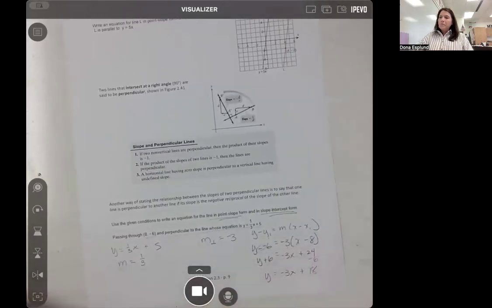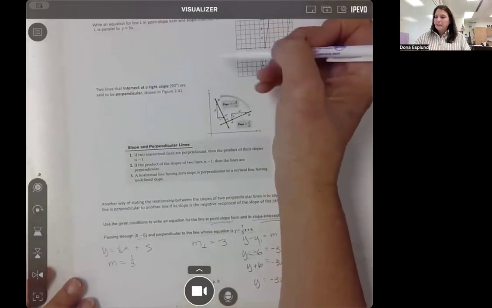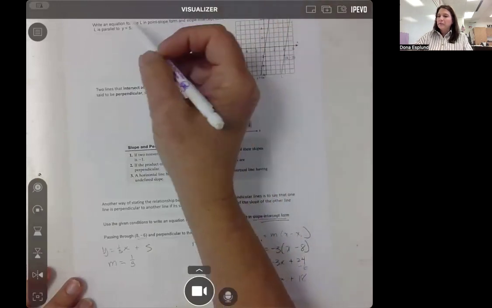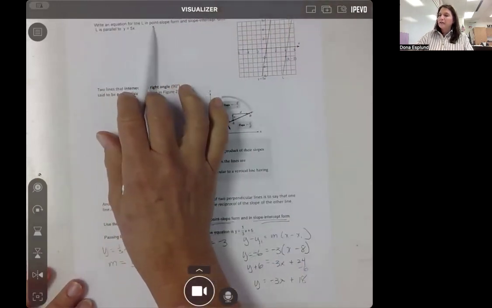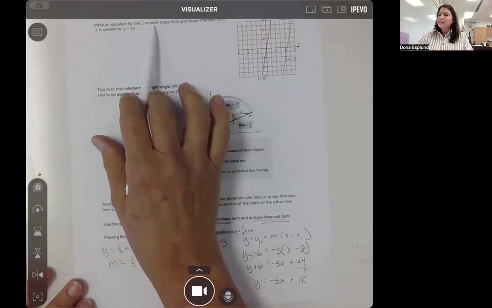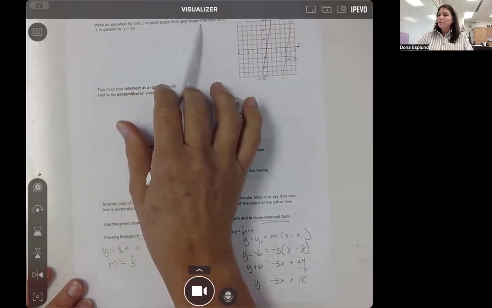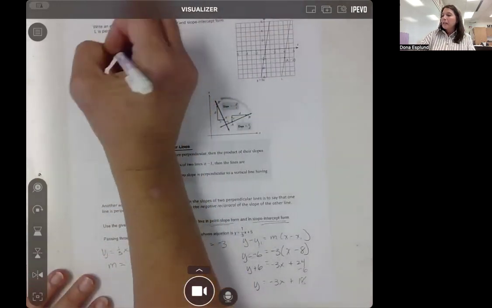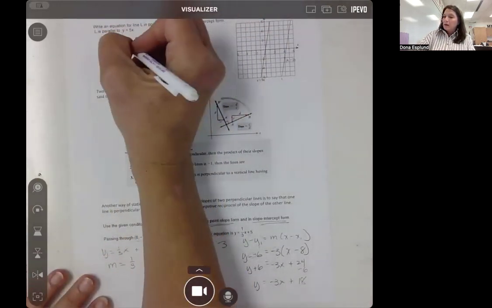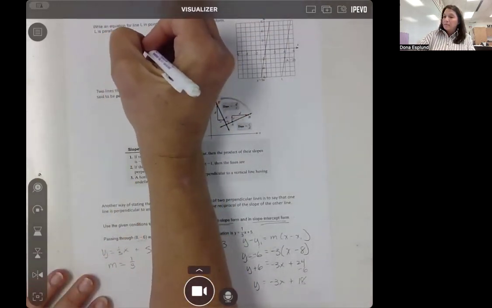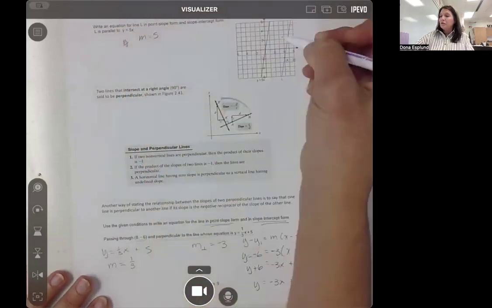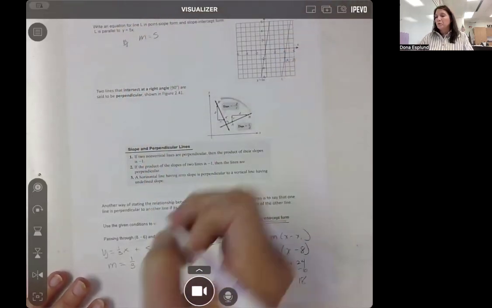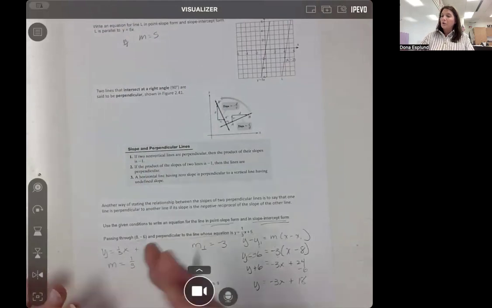And then for the parallel lines, you're going to do the same thing. So like it says, write an equation of the line in point slope form and slope intercept form of the line parallel to y equals 5x. In this case, you have to find m. M is going to equal 5, and you know that the slope is going to be the same in both of them. So write an equation.